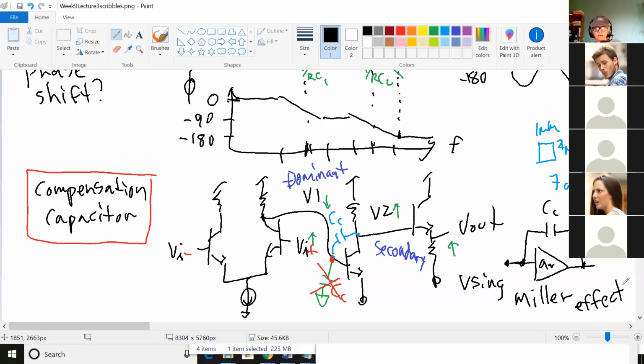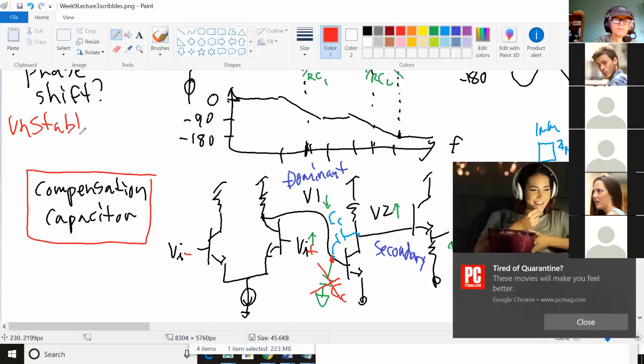So that's pretty much everything I think you need to know about stability. Oh, I didn't write stability down. Okay, so when it violates Barkhausen's, you say it's unstable. So when it violates Barkhausen's, you call it unstable.